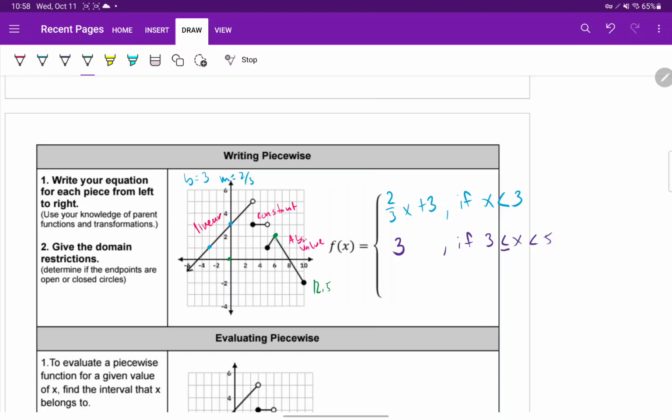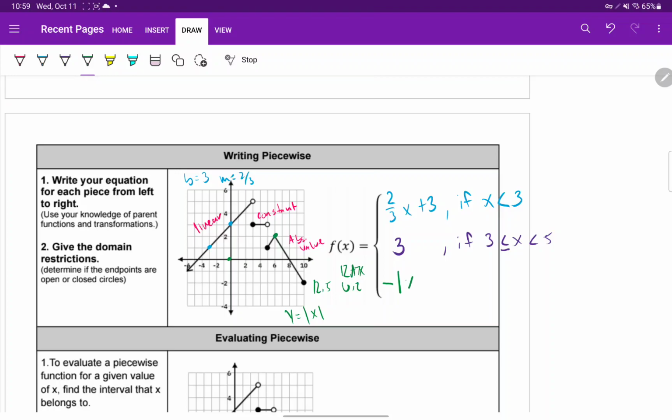And then it went up 2. But then it's facing down, so that's a reflection across the x-axis. Okay, so when I put this together, the absolute value looks like this. So reflection across the x-axis comes first. There's no vertical stretch or compression. There's no horizontal stretch or compression.